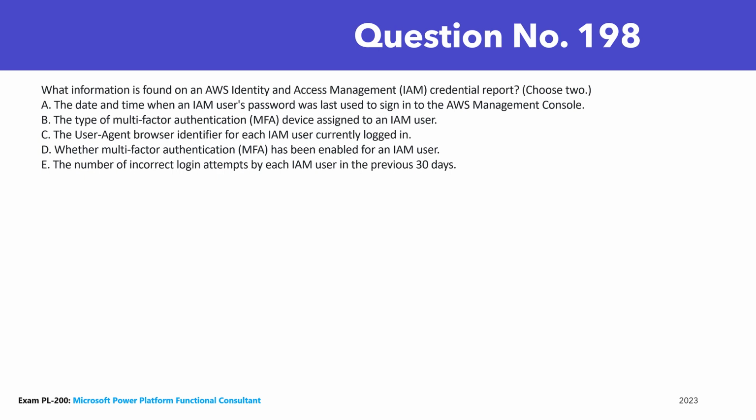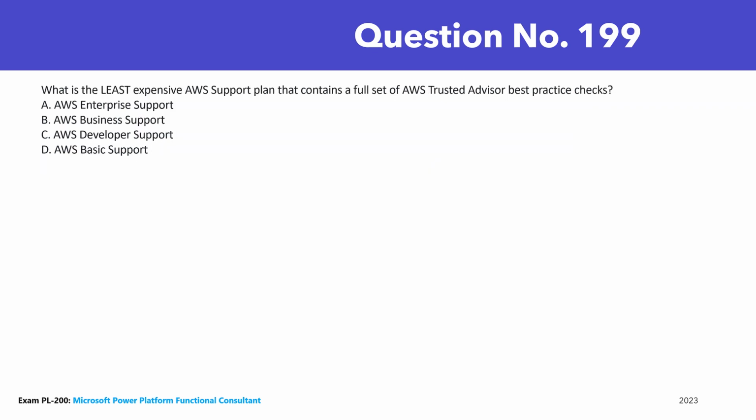Correct answer, A, C. What is the least expensive AWS support plan that contains a full set of AWS Trusted Advisor best practice checks? A. AWS Enterprise Support. B. AWS Business Support. C. AWS Developer Support. D. AWS Basic Support. Correct answer, B.